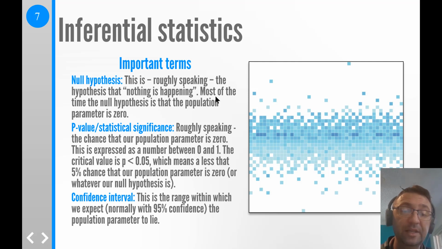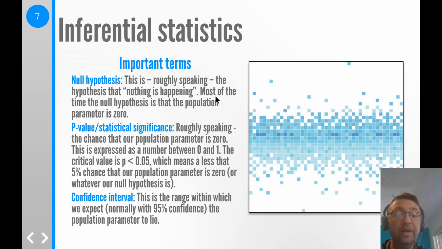So we may say that, for example, if we were looking at the number of hours worked by men and women, and we found that the p-value was less than 0.05, that means that there was less than a 5% chance that men and women were working the same number of working hours on average.